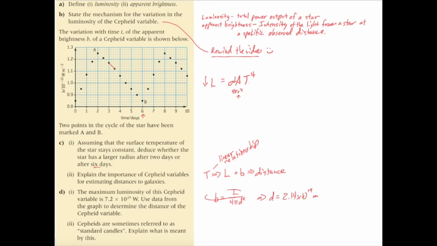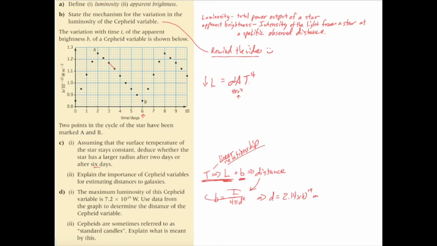All right, the next question: explain the importance of Cepheid variables. Again, please rewind the video. The basic idea, of course, is that there's a linear relationship between period and luminosity. So with the period, I can calculate its luminosity. Given the luminosity and the apparent brightness, which I can measure because that's just how bright it looks, I can then calculate the distance using this formula down here. It is important that you recognize and mention that it's a linear relationship between the period and the luminosity.